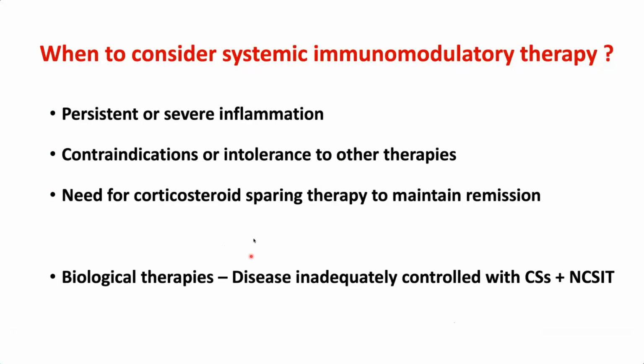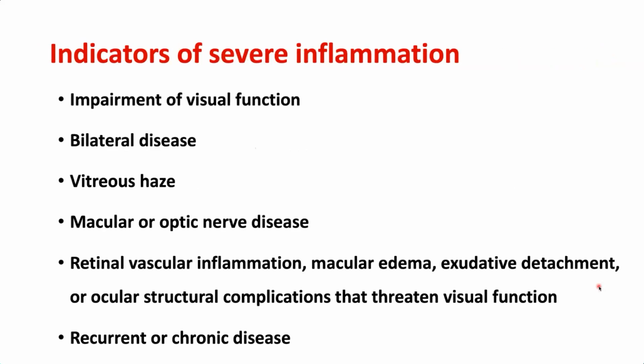And whenever there is a need to have steroids more than 10 milligrams for containing the disease, then there is a need of a maintenance immunosuppressive therapy. And biological therapies, when the disease is inadequately controlled with corticosteroids and non-corticosteroid immunosuppressive therapy. But there are caveats to this. These can occasionally be used upfront.